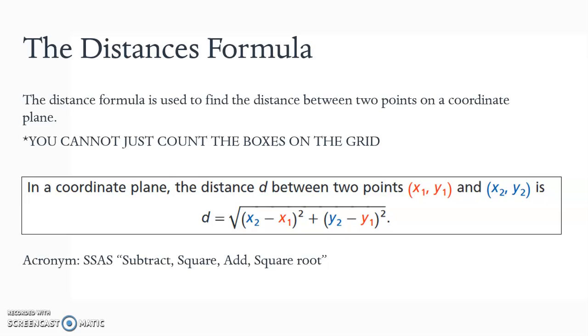So the distance formula is this beautiful formula right here in this square root. And again, it can be a bit intimidating. So I came up with an acronym to help. The acronym is subtract, square, add, and square root. Okay, SSAS. Now in class, I'm going to show you how to apply the acronym, and I'm going to show you how to apply the distance formula. So make sure you have it written down and you come ready to talk about it when we get to class.